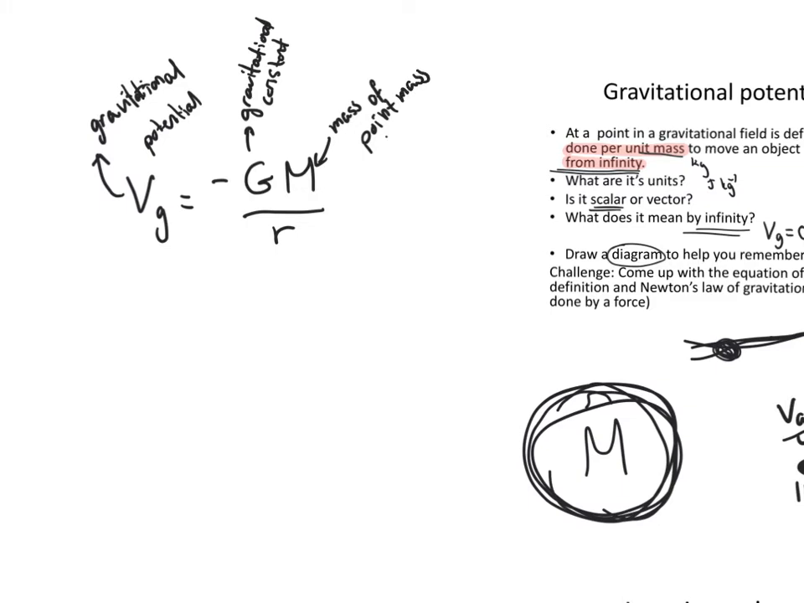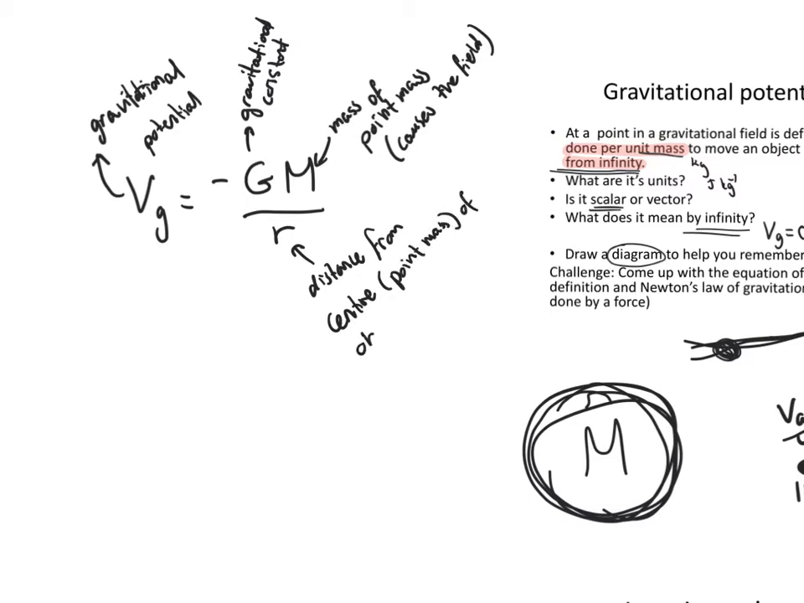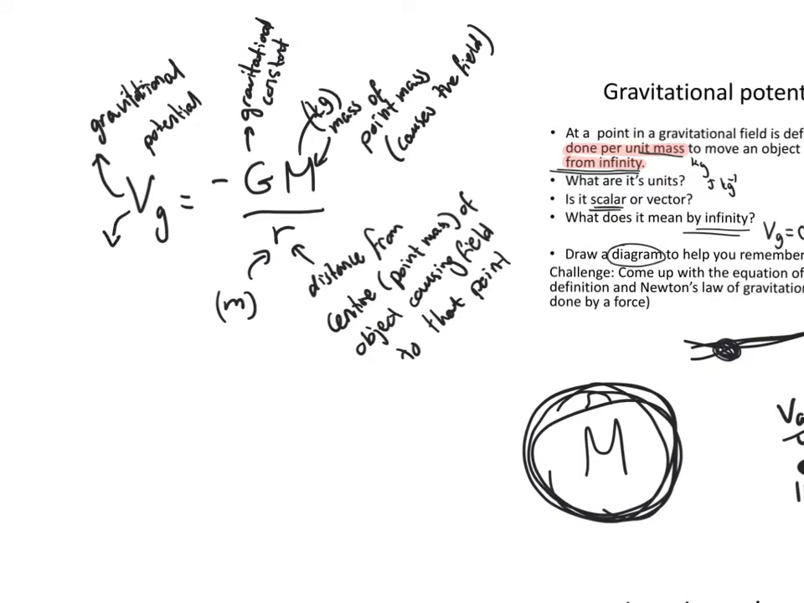But this point mass will be the one that causes the field. And r is the distance from the point mass producing the gravitational field to that point. If we look at the units, that will be kilograms, meters, and joules per kilogram.